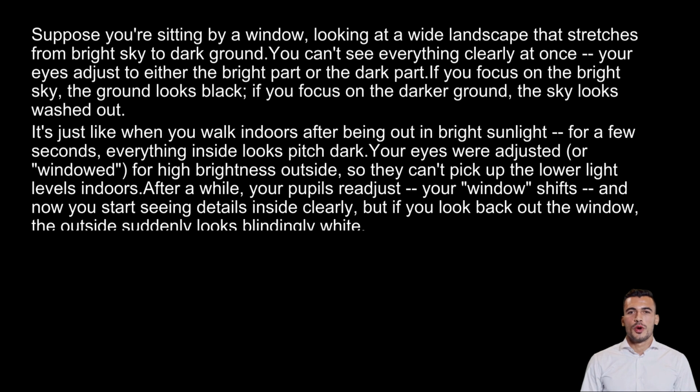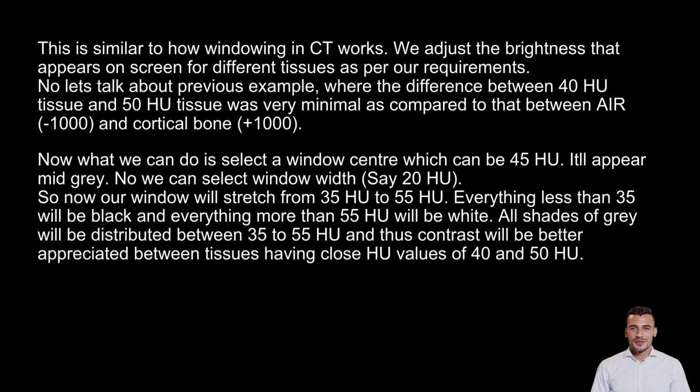It's just like when you walk indoors after being out in bright sunlight. For a few seconds, everything inside looks pitch dark. Your eyes were adjusted, or windowed, for high brightness outside, so they can't pick up the lower light levels indoors. After a while, your pupils readjust. Your window shifts, and now you start seeing details inside clearly, but if you look back out the window, the outside suddenly looks blindingly white. This is similar to how windowing in CT works. We adjust the brightness that appears on screen for different tissues as per our requirements.